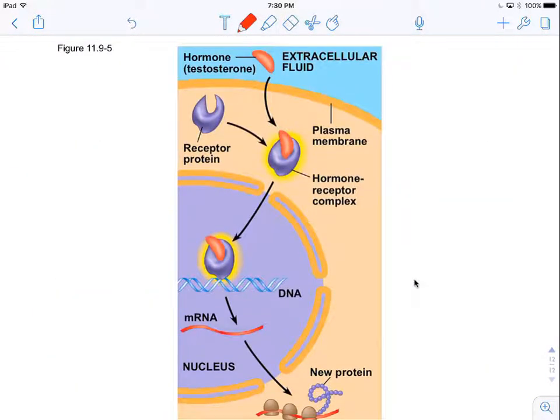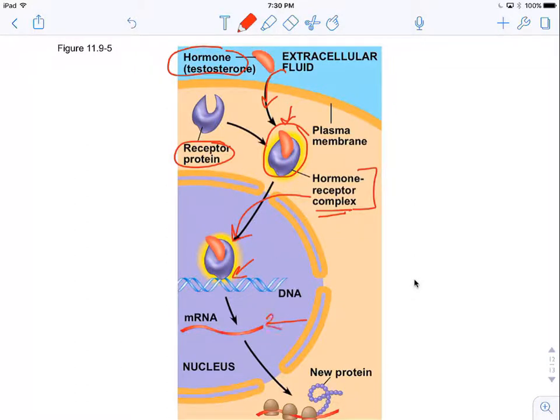So let's see how this works. Here we have a hormone. Here's some testosterone, a steroid hormone. It can go right across the plasma membrane because it's small and hydrophobic. Here's its receptor. Once the hormone is inside, they get together and find each other. Now I have a hormone receptor complex, and this can act inside the cell to trigger a cellular response. Most of the time, these act as transcription factors. They go into the nucleus, bind to DNA, and activate transcription, which makes a messenger RNA, and then that messenger RNA will make a new protein.